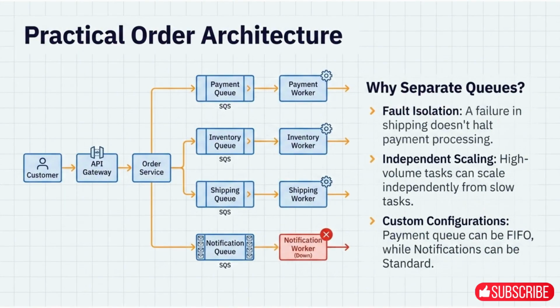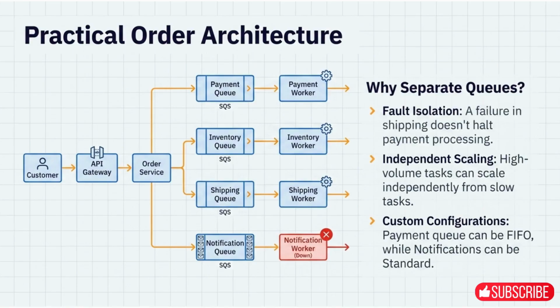Here is the practical architecture. The customer sends an order through the API gateway to the order service. Instead of synchronously executing every downstream task, the service writes work to separate queues for payment, inventory, shipping, and notifications. Each queue has its own worker fleet and can scale independently. If the shipping provider is slow, shipping messages remain buffered while payment and inventory continue. This gives us fault isolation, independent scaling, and configuration freedom.